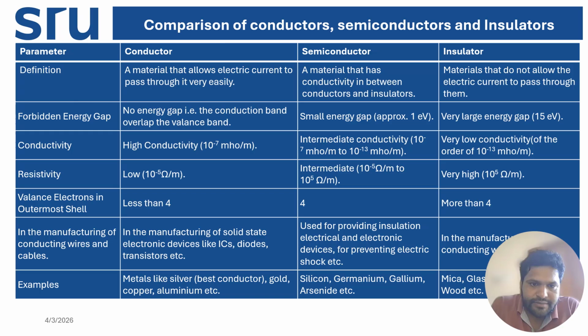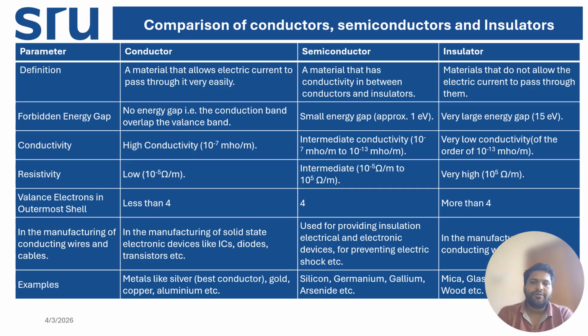Next, manufacturing. Semiconductors are used in the manufacturing of solid state electronic devices like IC, diode, transistor. Insulators are used for providing insulation in electric and electronic devices, only for insulating material. An example of a metal is silver. Silver has the best conductivity of the conductors.